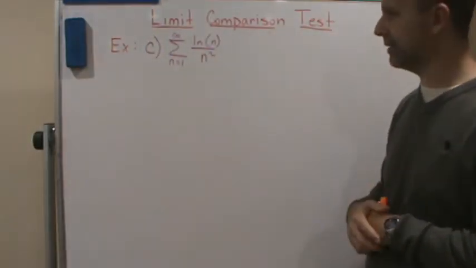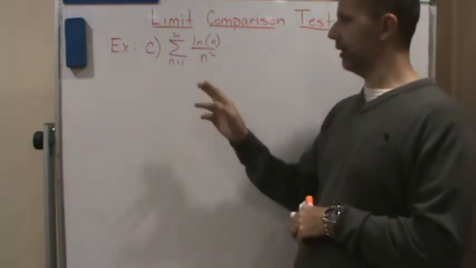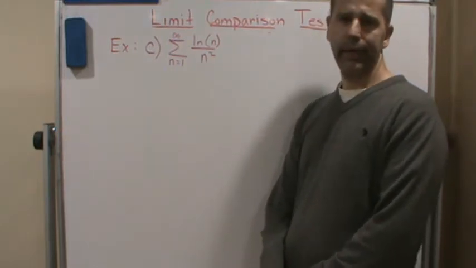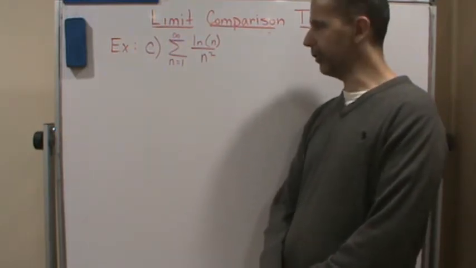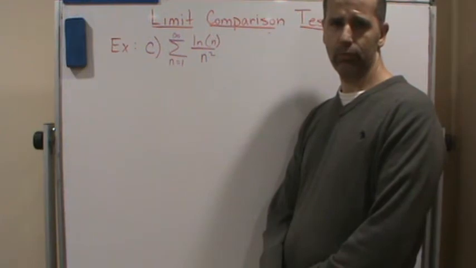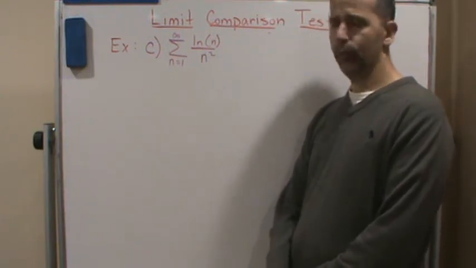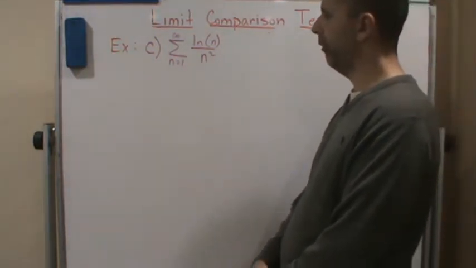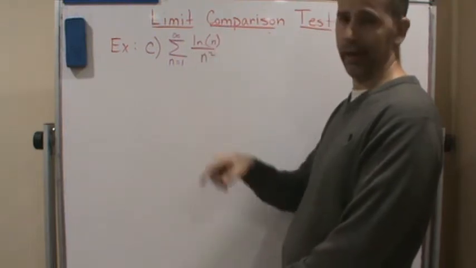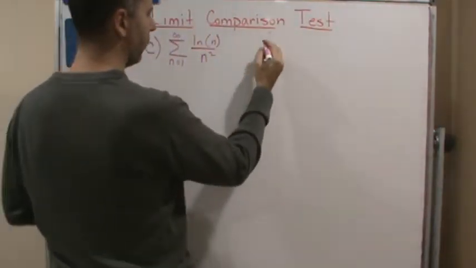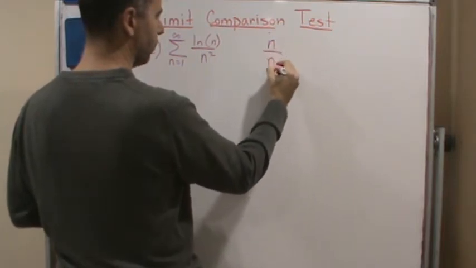Okay, so now in this example here, we've got the series of natural log of n over n squared. And so here's the thing, what should we compare this to? Should it be 1 over n? 1 over n squared? Well, how do we figure this one out? Well, let's compare the natural log of n to something that we know. Let's compare it to n, right? So if we compare this to n, let's say we want to compare it to n over n squared.